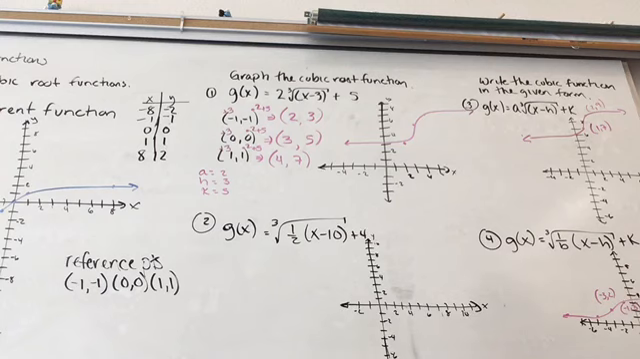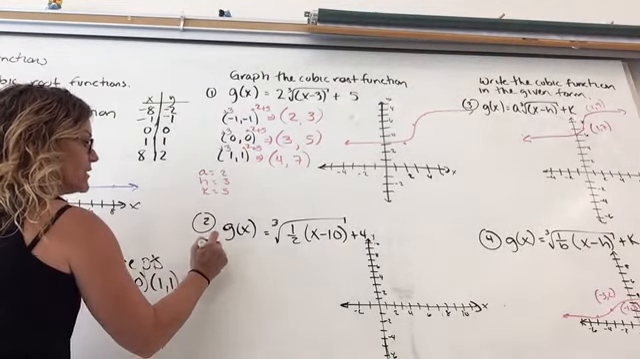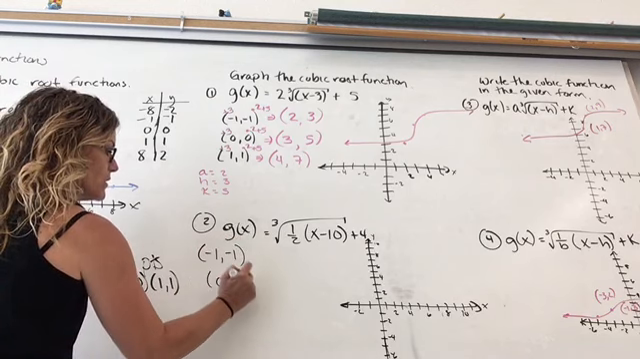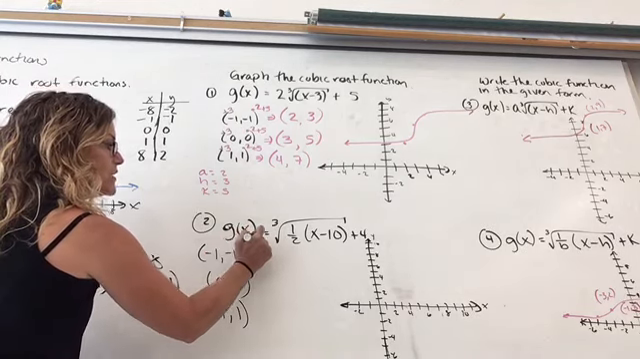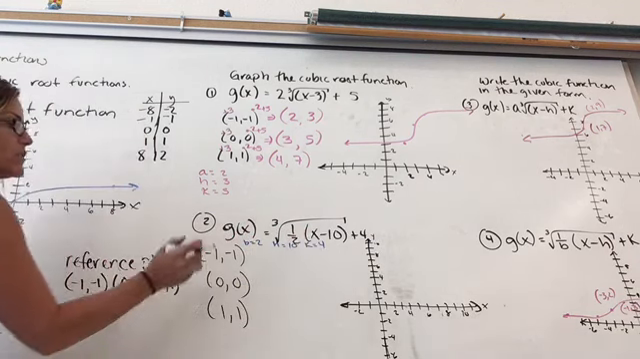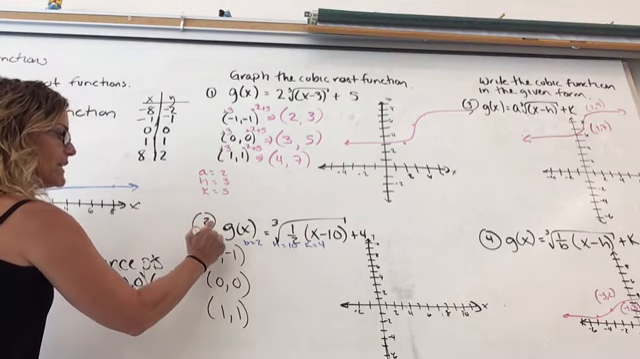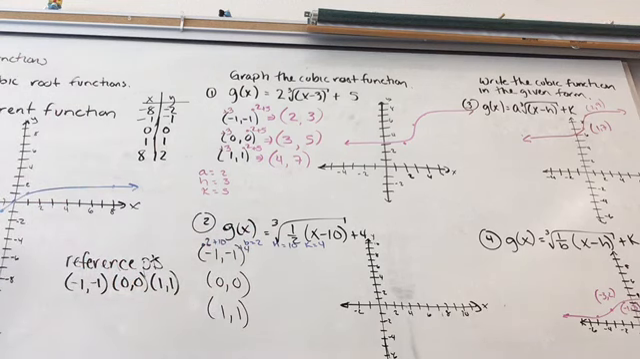Looking at our next function, number 2, we have a b value. And the b value, remember, is getting multiplied to your x's. So let's look at our reference points here. Let's get them written down. We have (-1, -1), (0, 0), and (1, 1). Now, looking at what's happening, the b value is 2, the h value is 10, and k is 4. So that means we're going to multiply x by 2 and then add 10, and then add 4 to the y value, because of our shifts and our translations.